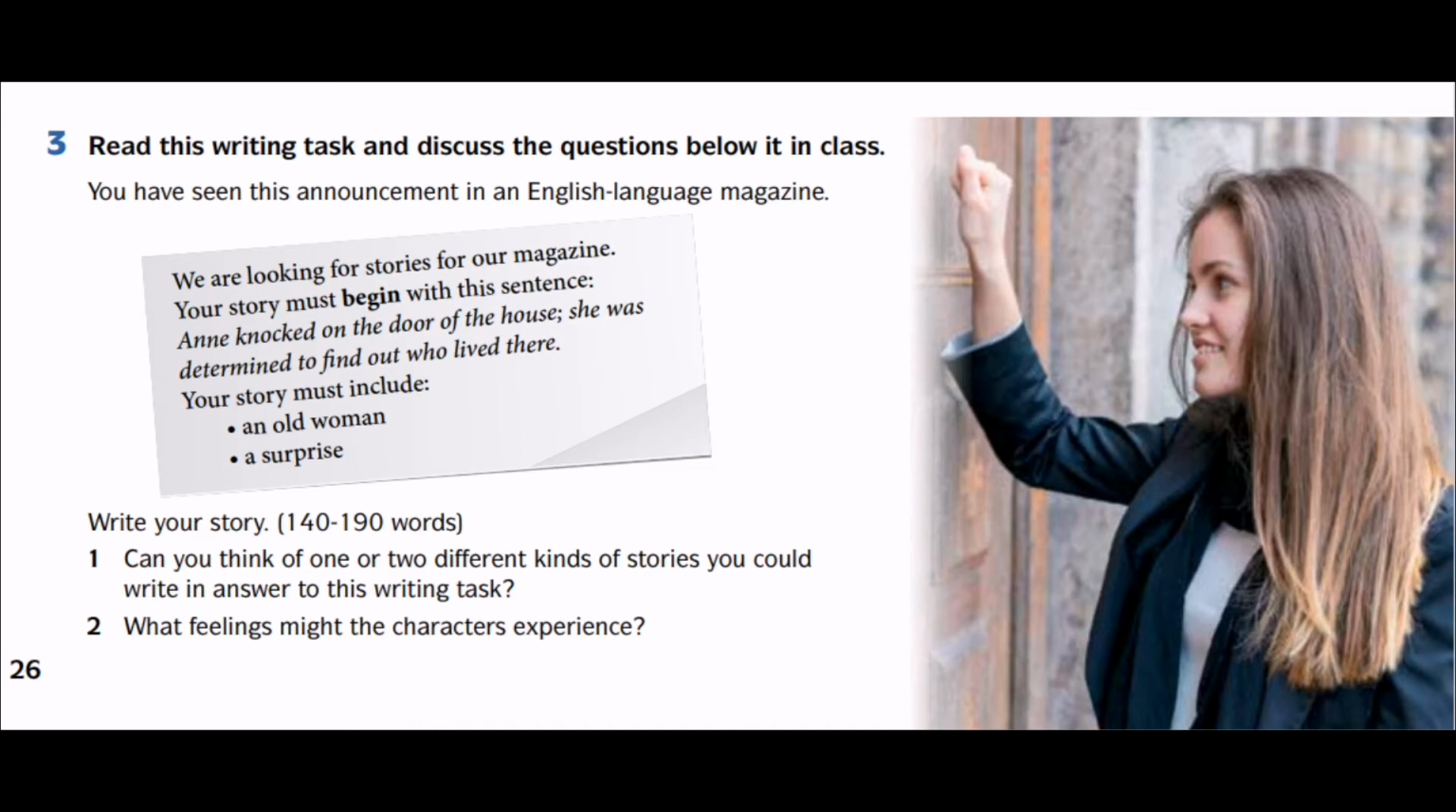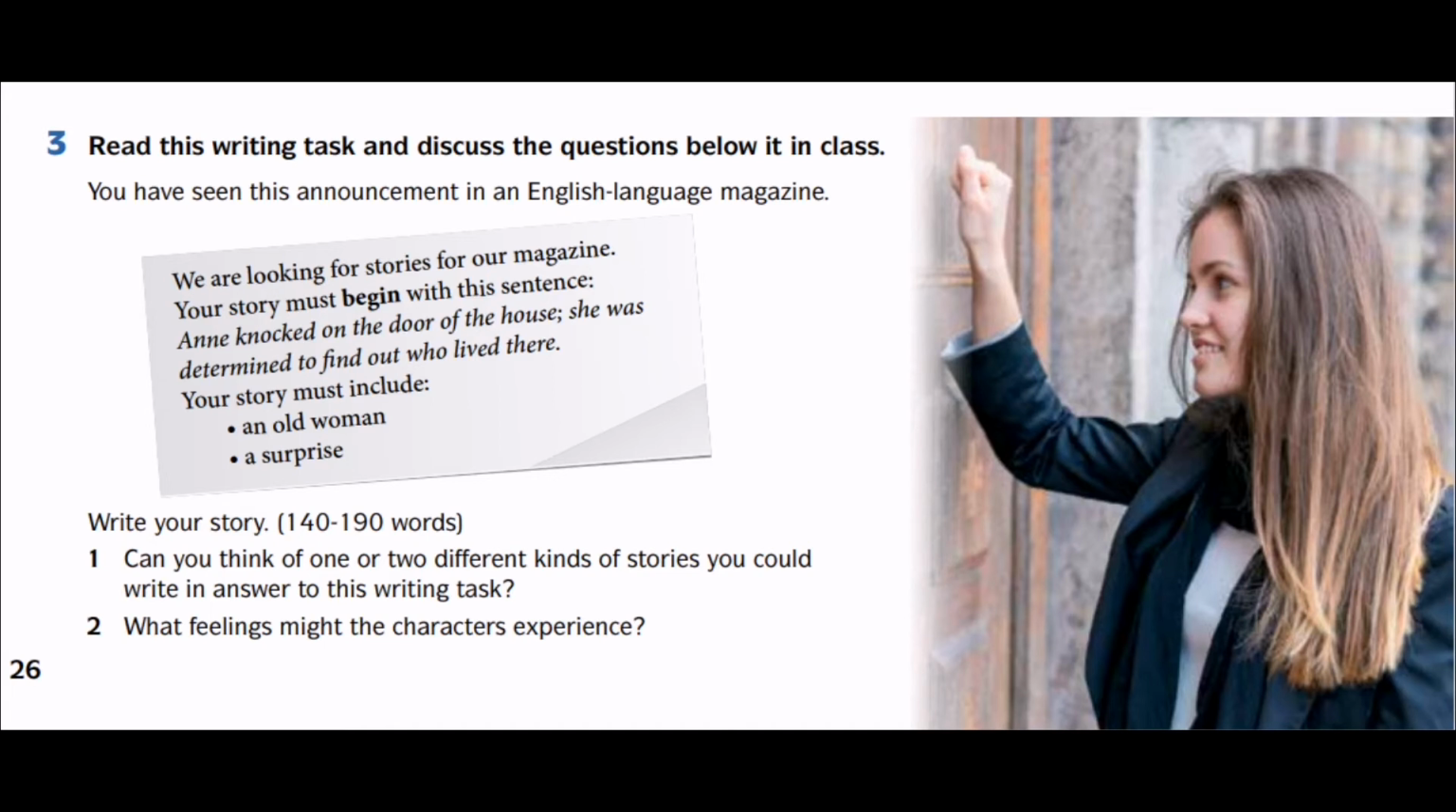Okay, so now write your story, 140 to 190 words, but this is not your task. This is simply an example for you to understand the writing task better. Okay, question number one: can you think of one or two different kinds of stories you could write in answer to this writing task? In order for you to do this, pause the video first and think about it. Think about one or two different kinds of stories that you can actually write. Or in simpler words, try to draft this kind of story.